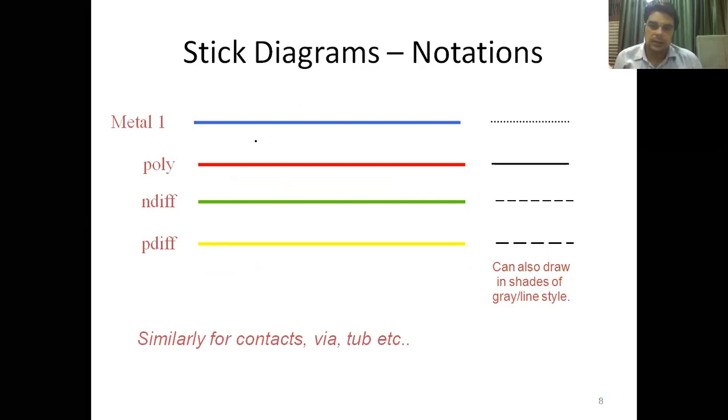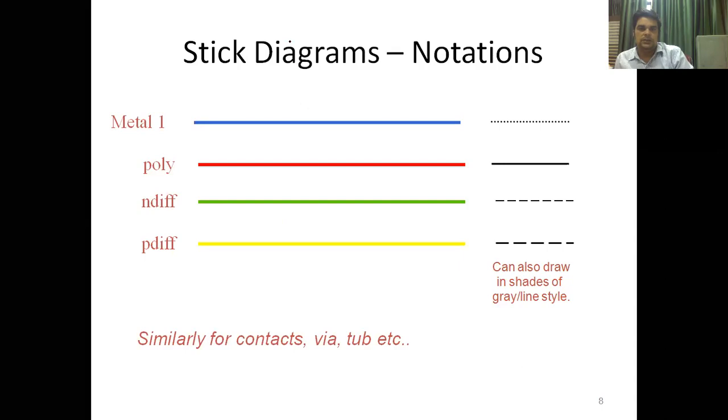So what are the notations that are used in stick diagram? Metal lines are shown by blue sticks. Polysilicon lines are shown by red colored sticks, diffusion lines are shown by green color sticks, and pre-diffusion lines are shown by yellow color sticks. Okay, so what are these lines actually?